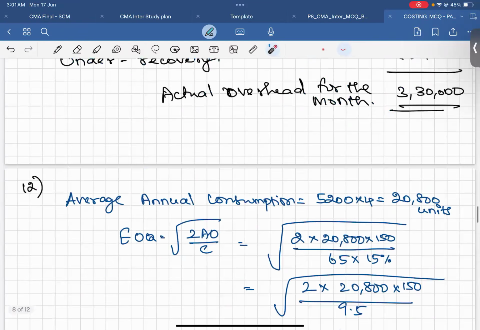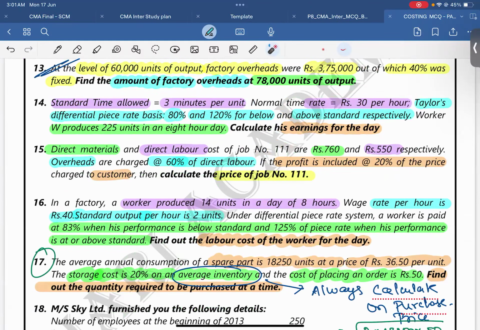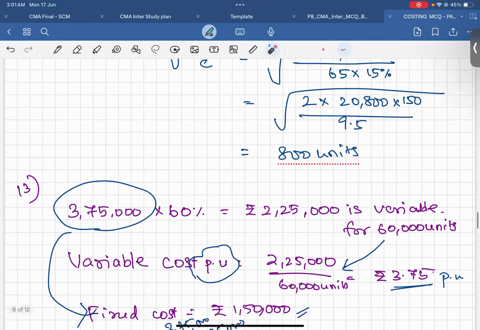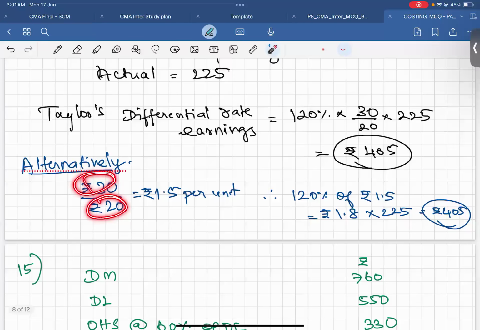What they have given: 30 per hour is given, and the Taylor rate is given, and the extra 20 percentage premium is also given, right? So what you can do, rupees 30 divided by rupees 20 equals 1.5 per unit. On that, calculate the 120 percentage. If you calculate 120 percentage, it will become 1.8. 1.8 is your answer. On that, multiply by 225 units, you will get 405 rupees.